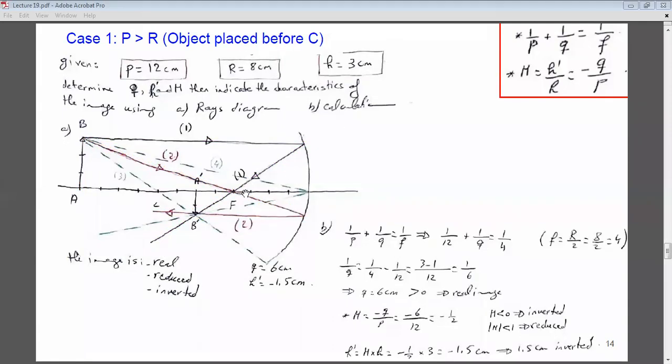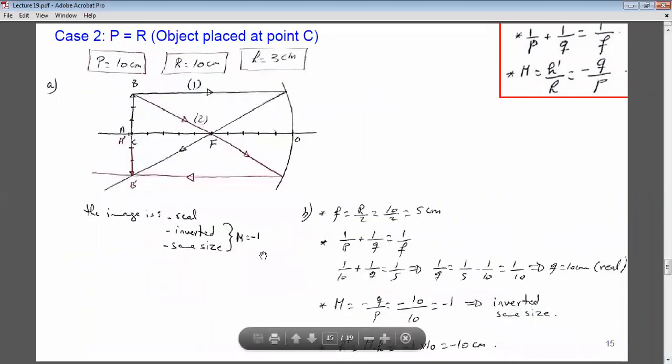So this is the first case. P is bigger than R. The second case, P is equal to R. So the object is placed exactly at point C. Let's do it by rays first, and then we do the calculations, because now we know how the calculations work.